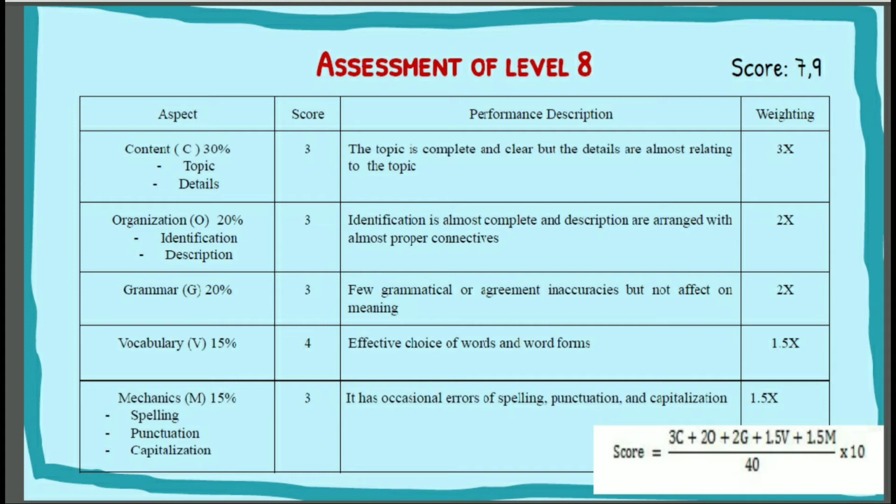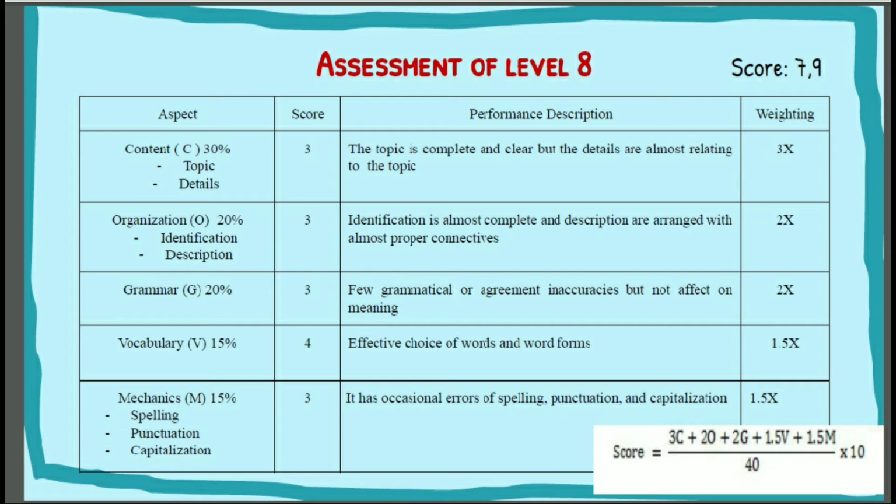The third aspect is grammar. The score of this aspect of this writing is 3. The performance description of this score is few grammatical or agreement inaccuracies but no effect on meaning. The weighting of this aspect is times 2.